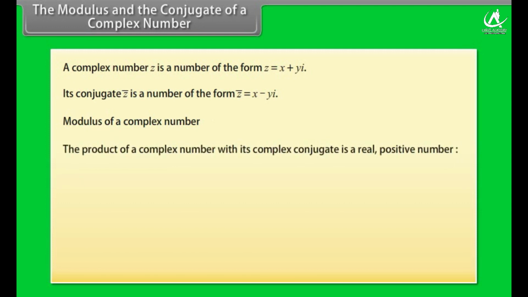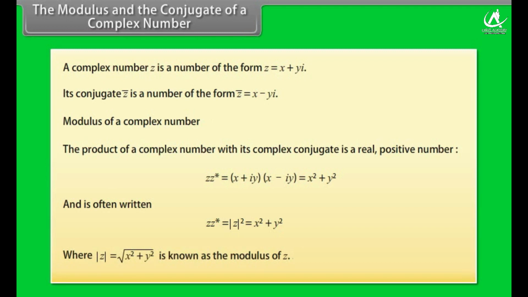The product of a complex number with its complex conjugate is a real positive number, that is, z into z bar is equal to x plus iota y into x minus iota y is equal to x square plus y square, and is often written z into z bar is equal to square of modulus of z is equal to x square plus y square, where modulus of z is square root of x square plus y square.